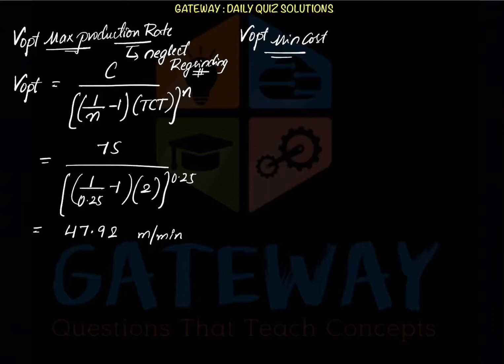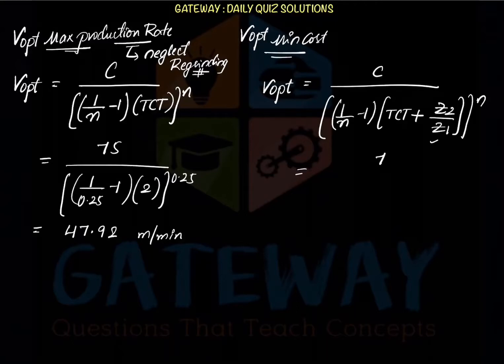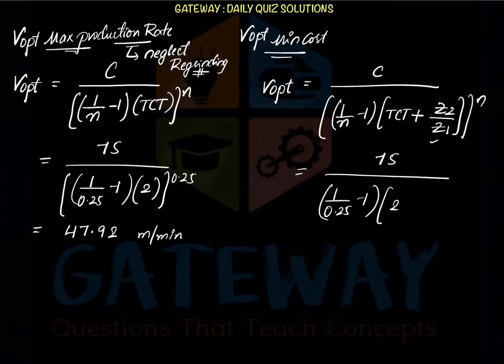These all things I have discussed in that concept series. You can just watch them. And here the V optimum for minimum cost, I will write the formula. It is C upon 1 by n minus 1 into TCT. Till here it was the same as for the maximum production rate, and here we'll have one more term, plus Z2 upon Z1. In the minimum cost, we will not neglect the regrinding cost, and the whole power n. Only the extra term is Z2 upon Z1. And here we'll substitute the values. C was given as 75, n was given as 0.25, minus 1 into TCT was 2 minutes, plus Z2 was given as 120 upon Z1 was given as 8, and the whole power 0.25.